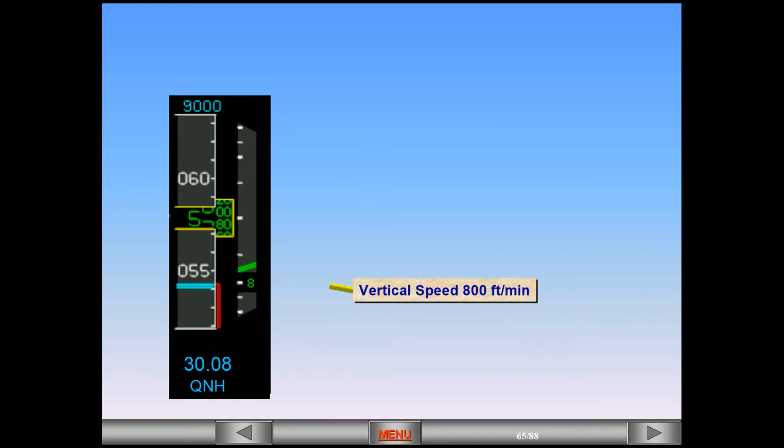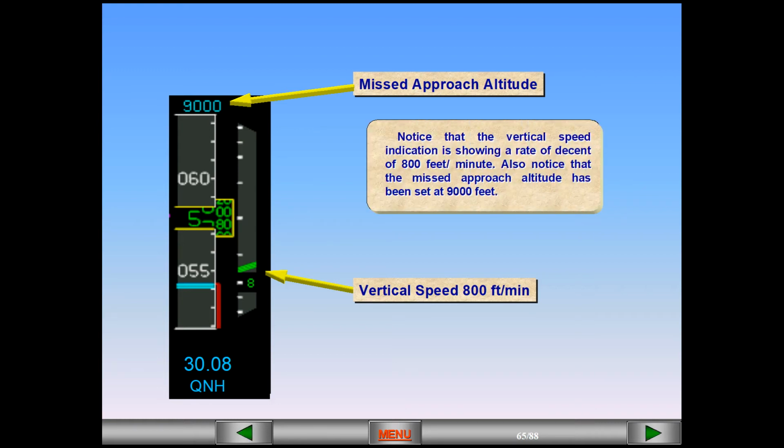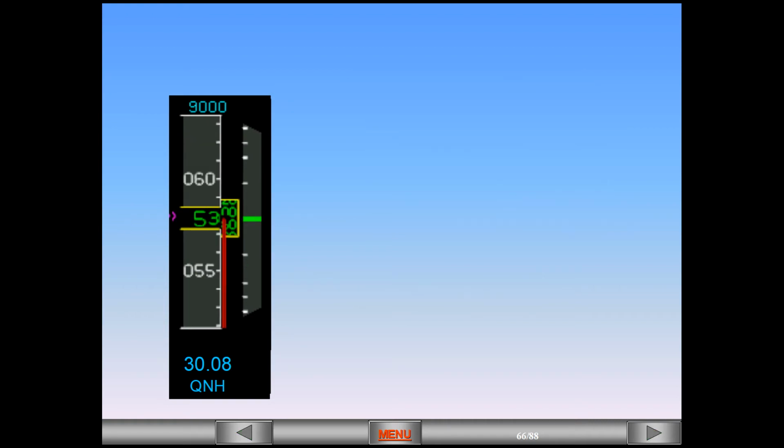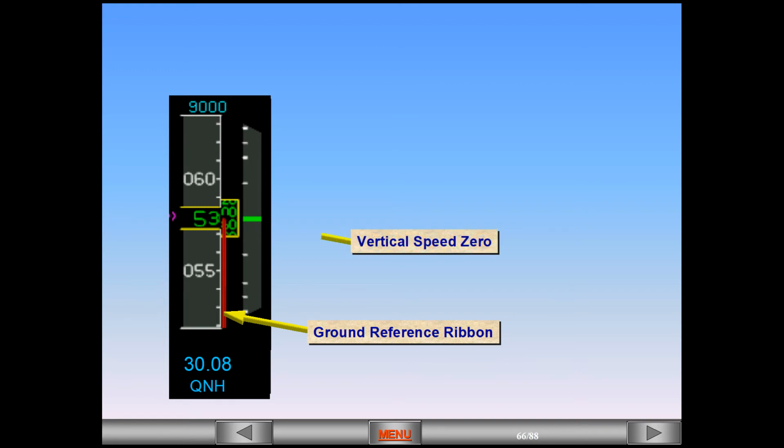Notice that the vertical speed indication is showing a rate of descent of 800 feet per minute. Also notice that the missed approach altitude has been set at 9,000 feet. When the aircraft lands, the ground reference ribbon is in the middle of the scale and the vertical speed indication is at 0. We will now look at the compass scale.